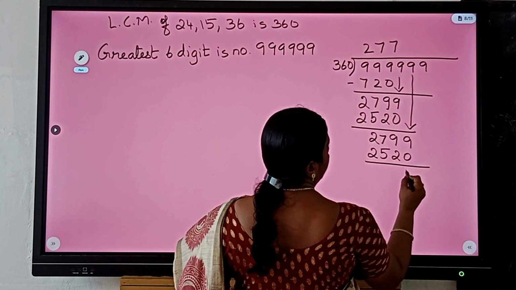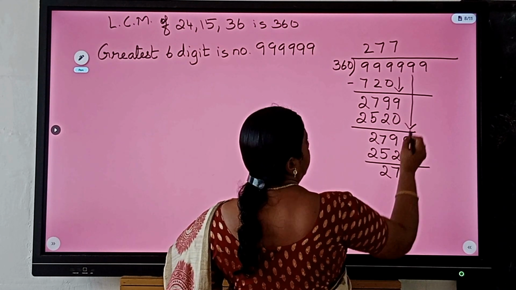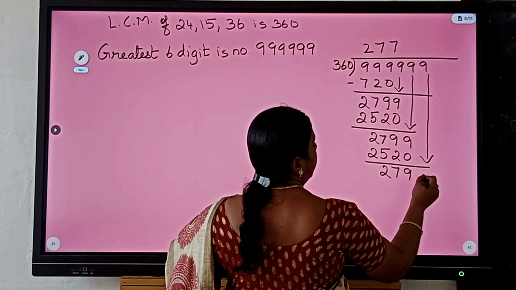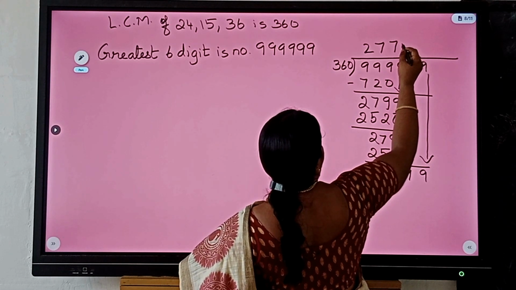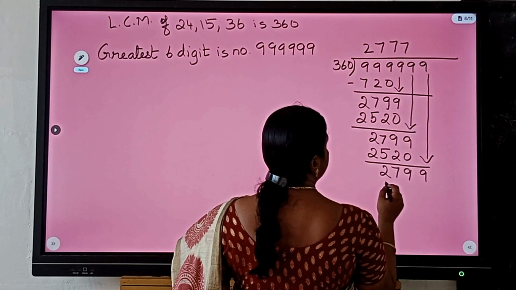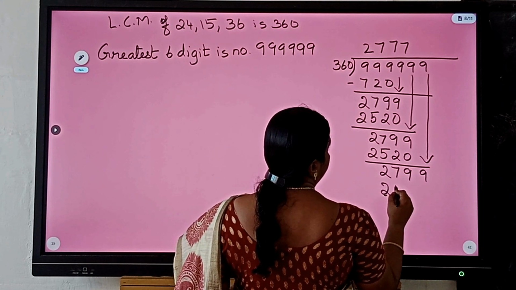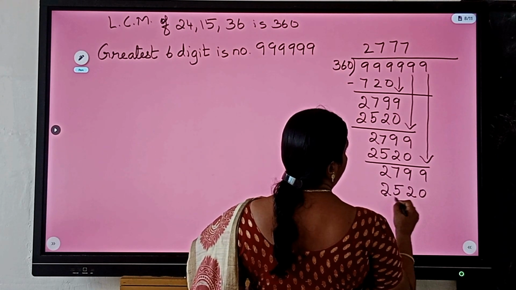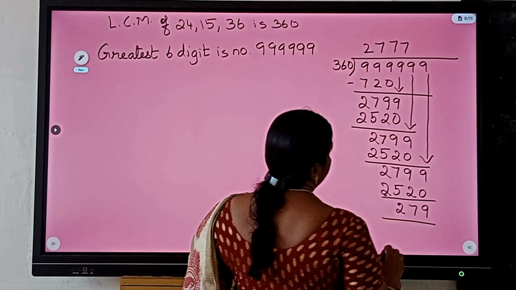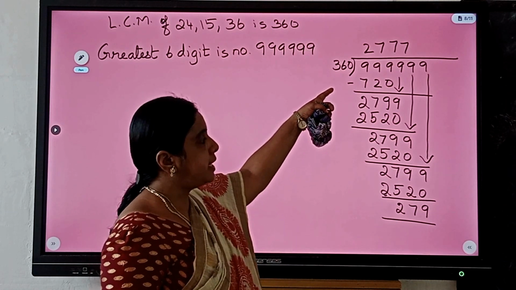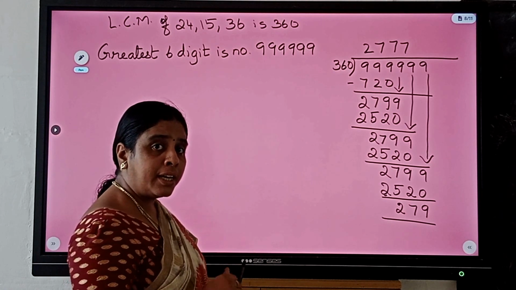2520. Again you have the remainder 279 and you bring the last 9 down. Again it will be divisible by 7 tables. So 360 into 7, 2520. The remainder will be 279. So when we divided the greatest 6-digit number by the LCM 360, we got a remainder.